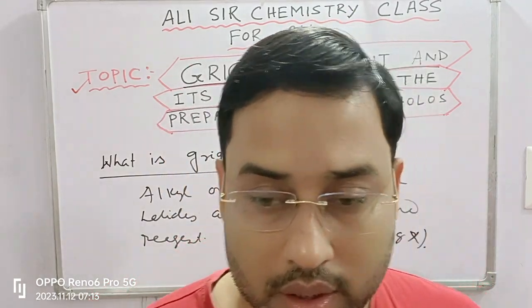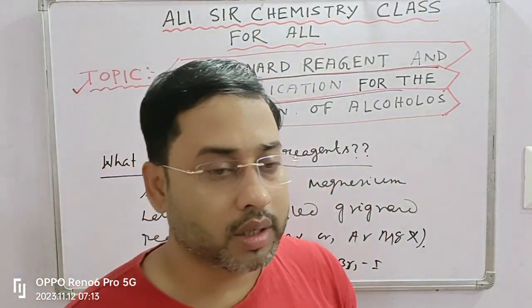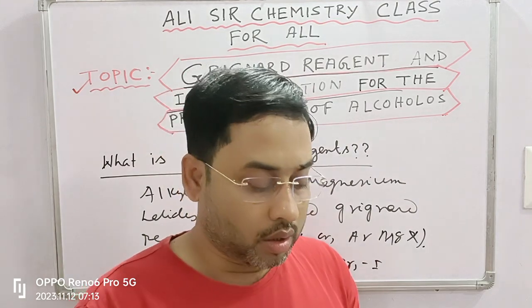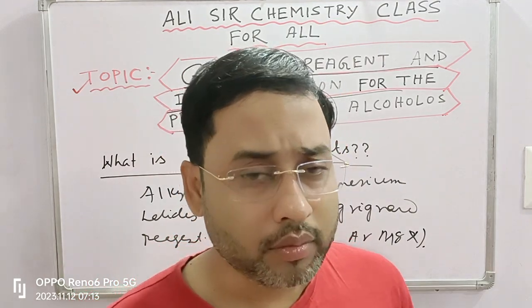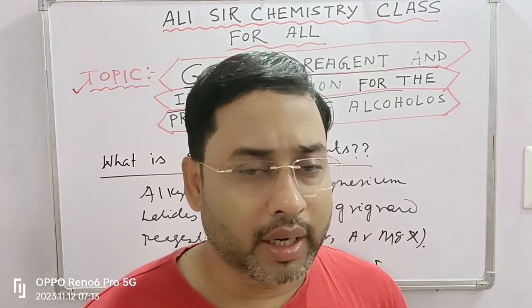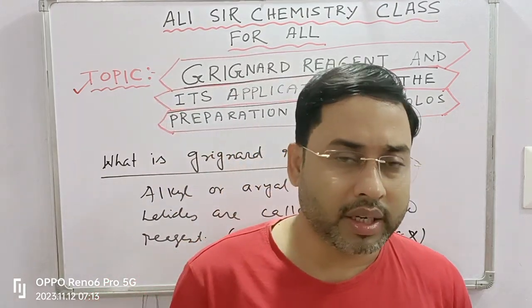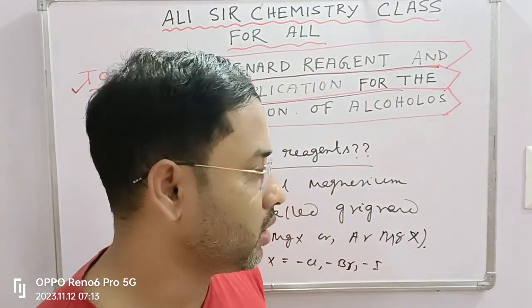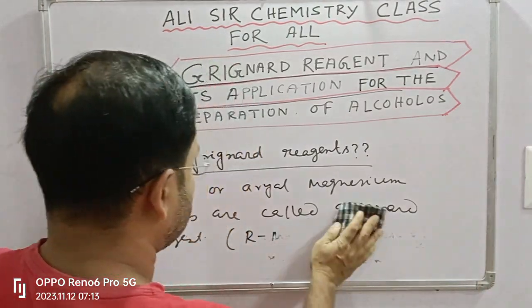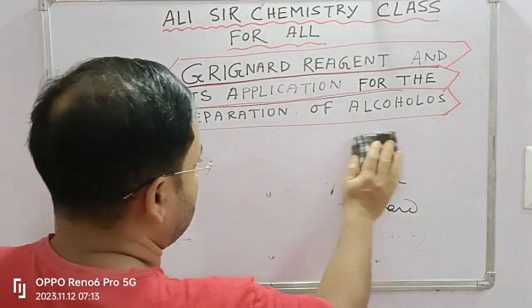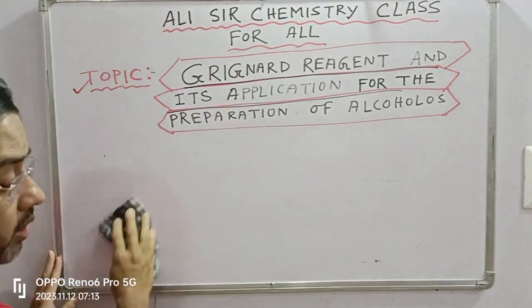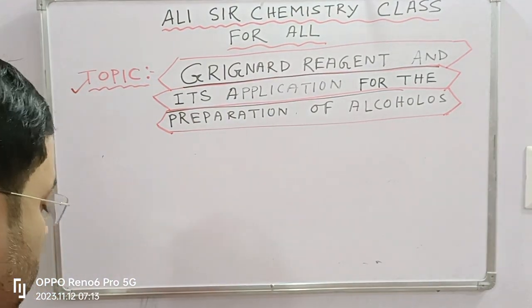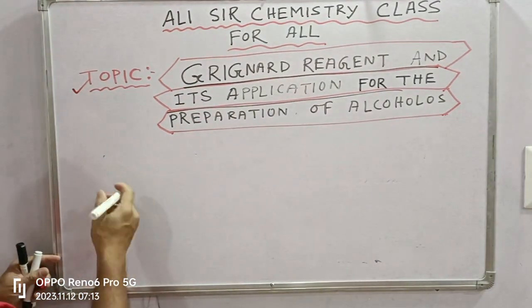Now, the next question is how we can prepare this Grignard reagent. This is also a very simple method and very effective also. When an alkyl halide is treated with magnesium in dry ether, we get a Grignard reagent. So, the preparation of Grignard reagents is important for us.